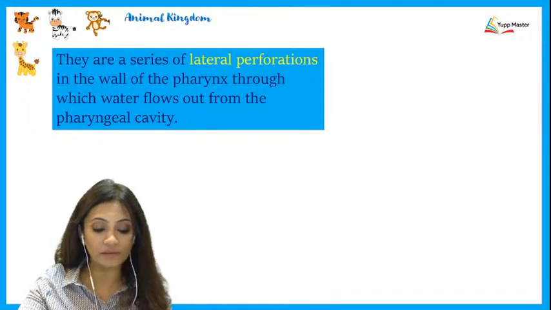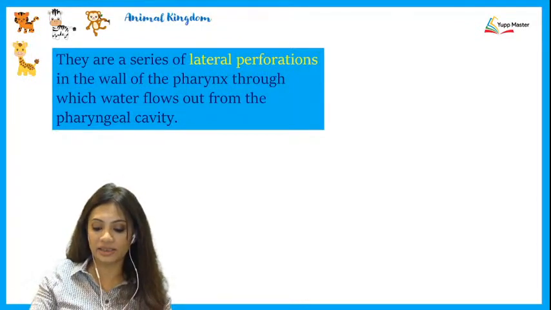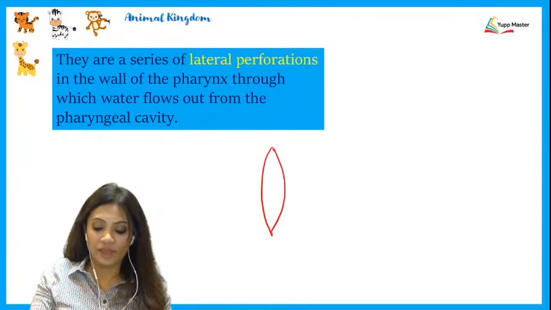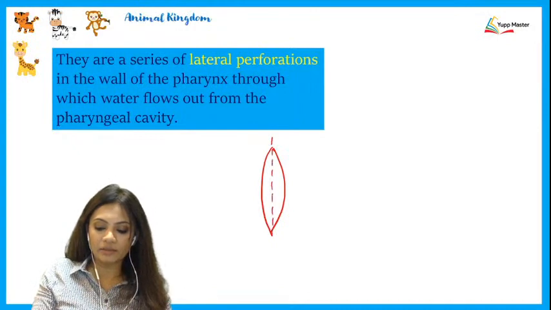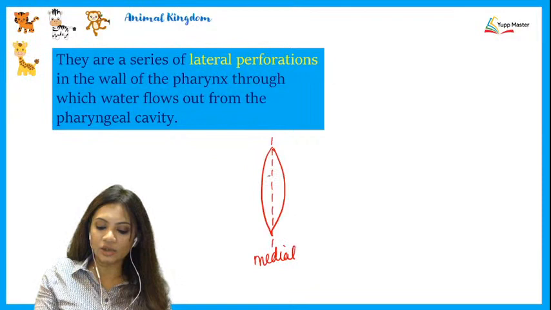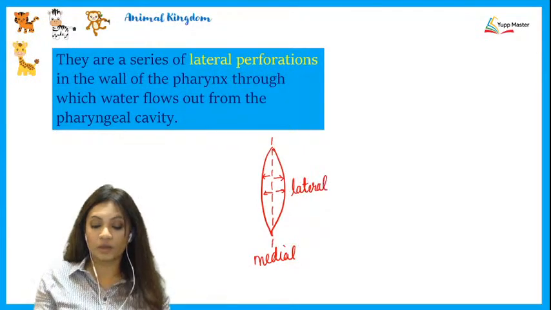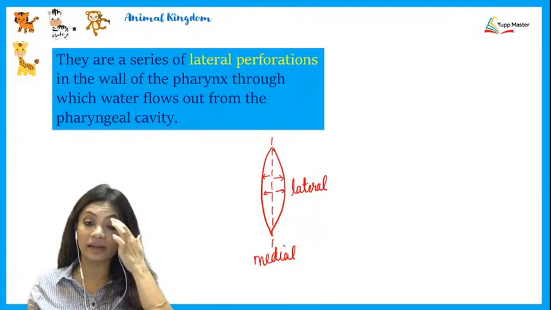Now what's the meaning of lateral? Whenever you have a body, or let's say this is a given structure, then this part here will be called the medial. Anything towards the body wall would indicate lateral. So you have medial and then you have lateral.